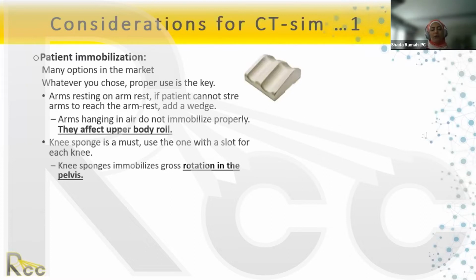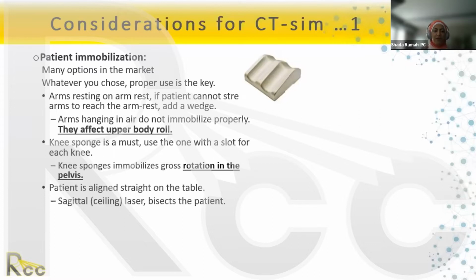Another thing that we always put is a knee sponge. A knee sponge makes sure that the knees are aligned, and hence you don't have pelvic rotation. So you have upper body fixation to prevent roll, and you have a knee sponge to prevent pelvic rotation.